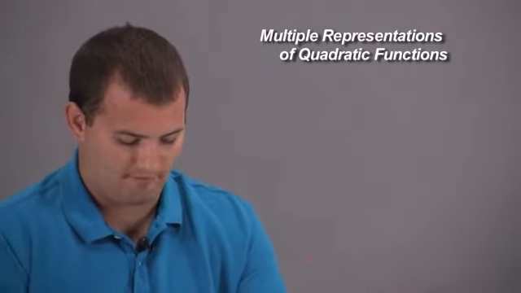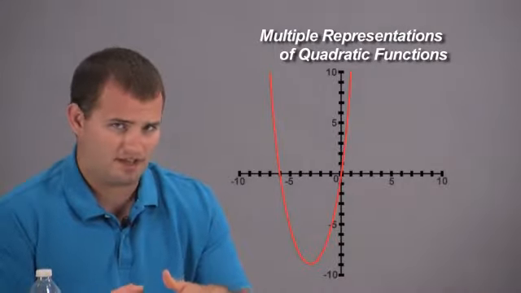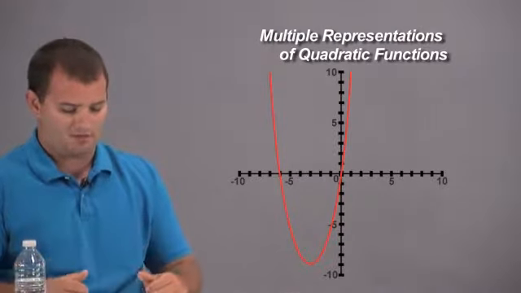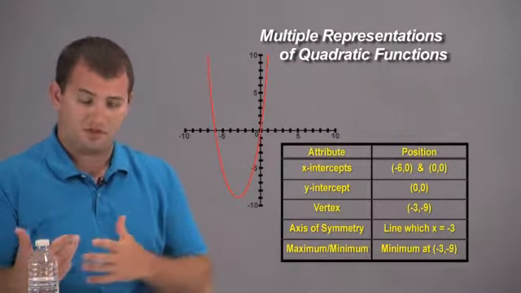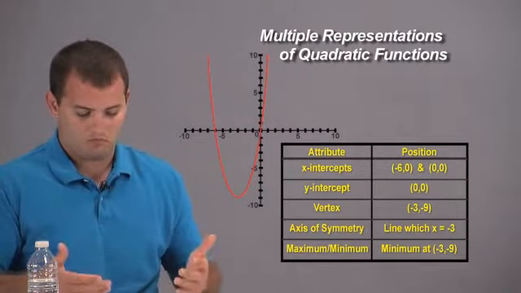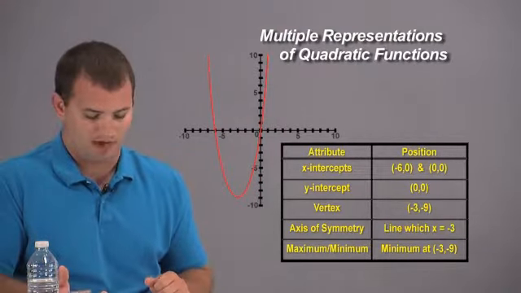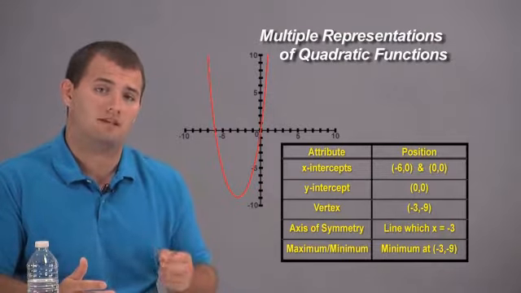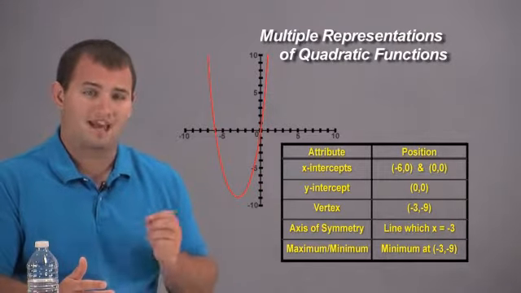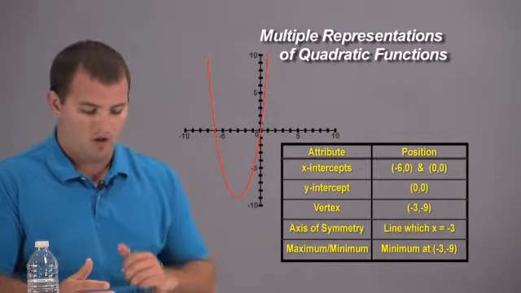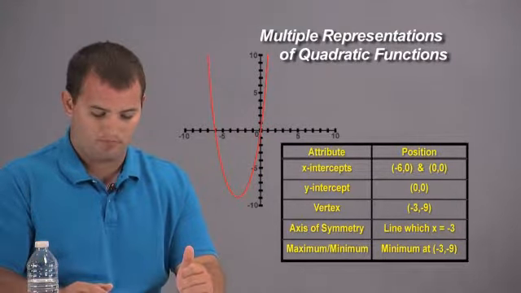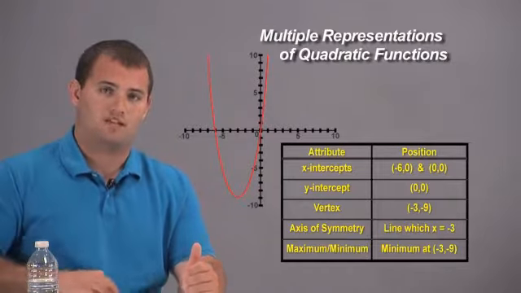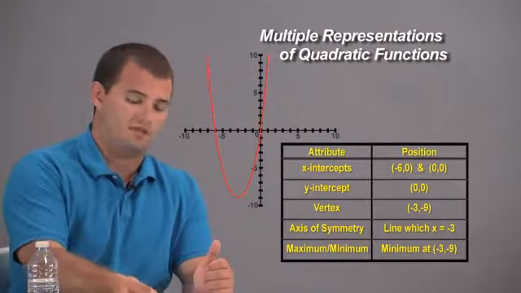Here's our first graph. Let's take a minute to look at the graph and determine the information. And here's a chart that I'm going to show you, the attributes and where they're located. So first off, the x-intercepts occur at the coordinate points negative 6, 0, and at the origin, 0, 0. The y-intercept is also at the origin, 0, 0. The vertex of this equation is at the coordinate point negative 3, negative 9.